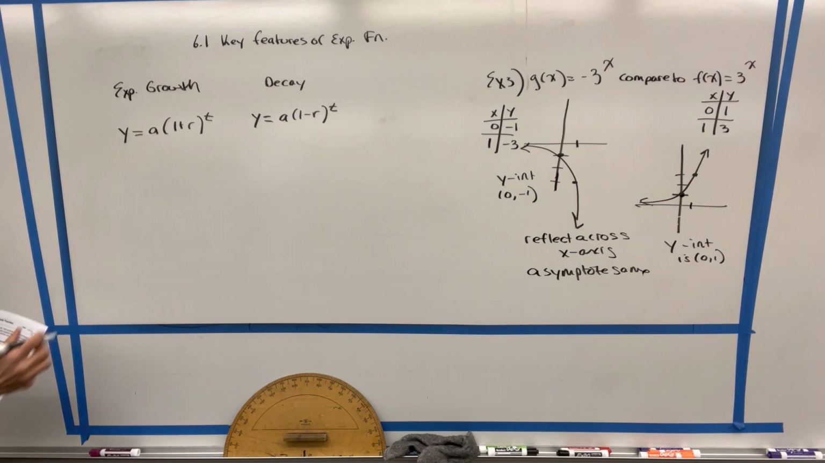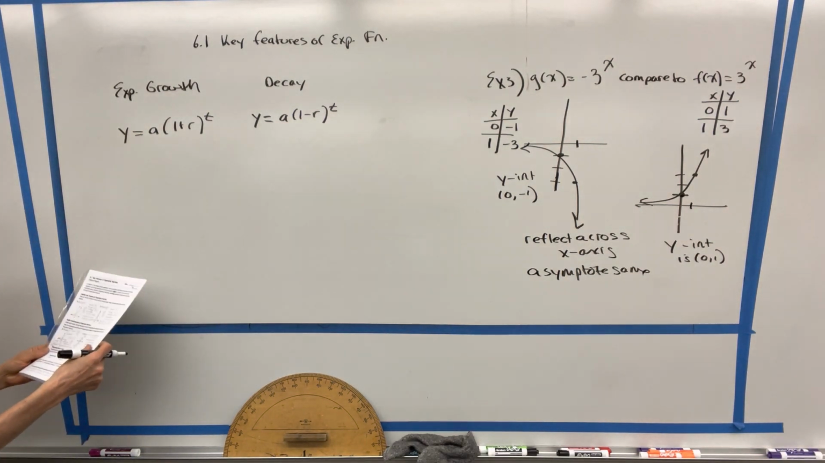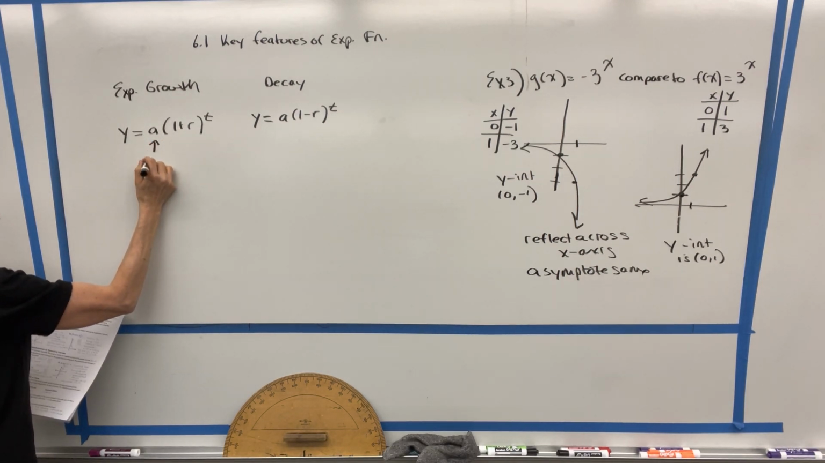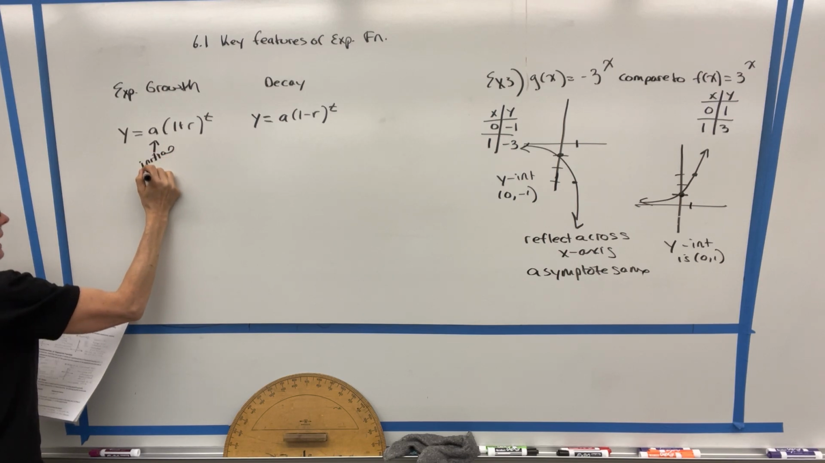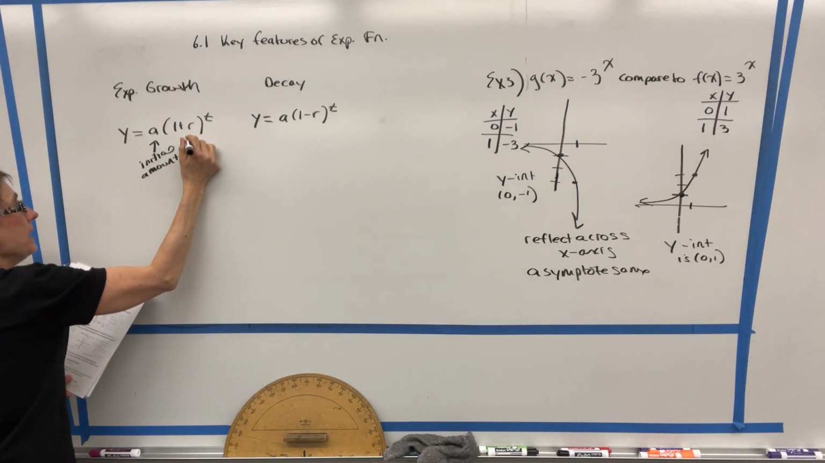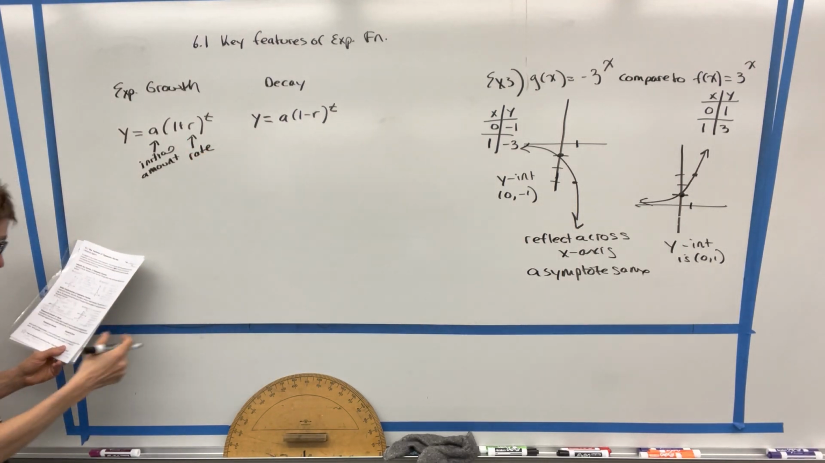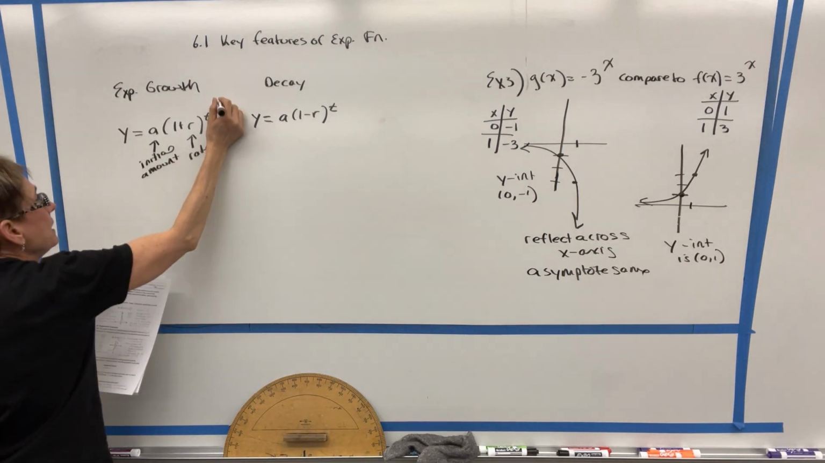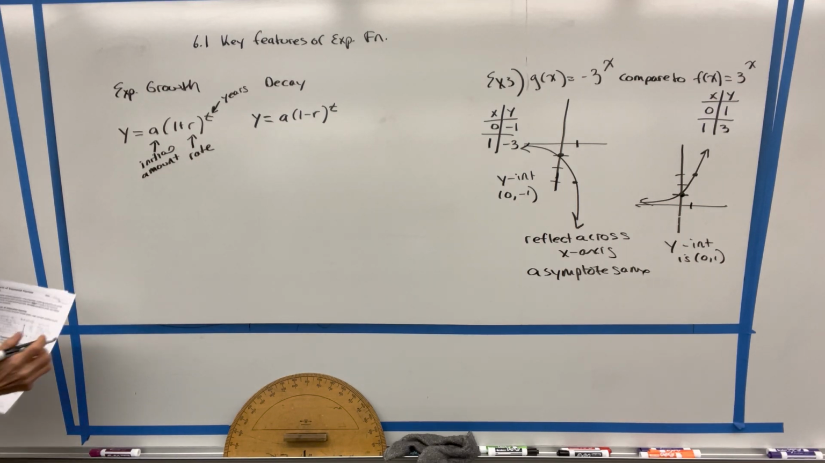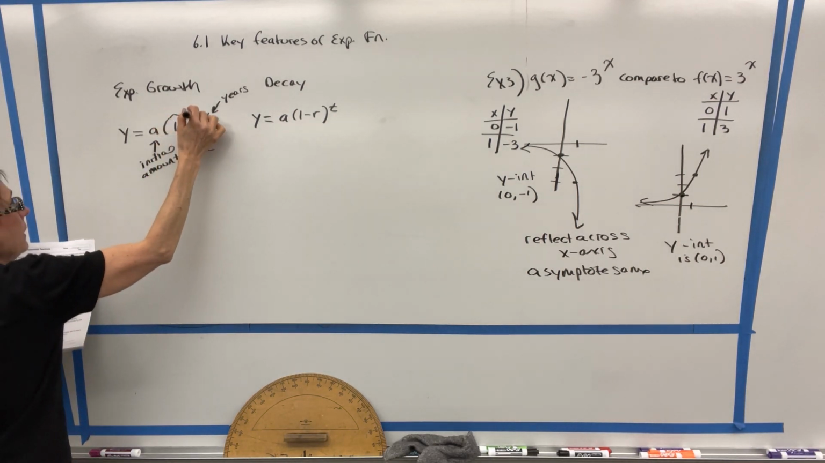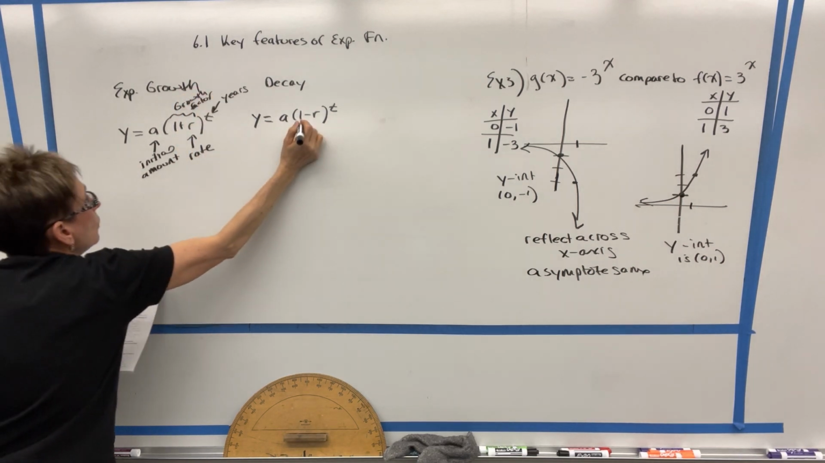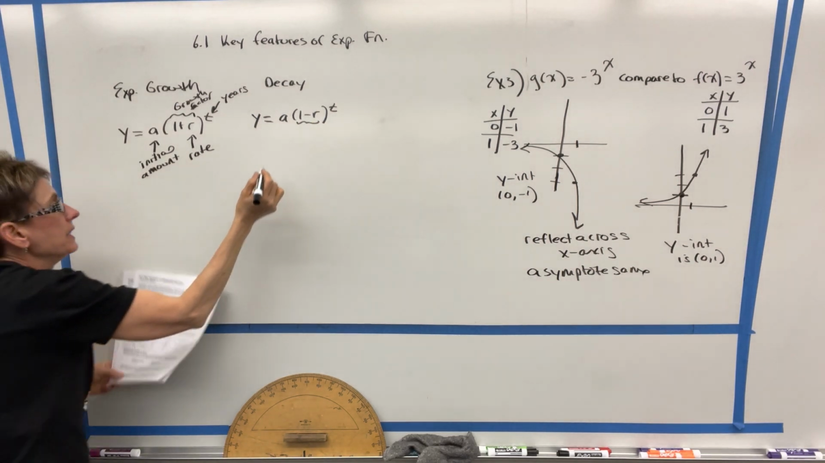With both of these functions, if we're calculating problems using financial matters or whatever, this a represents our initial amount. So it could be, for example, an initial investment. And then the r is the rate of increase or decrease. So it's our rate. And the t is the time in years. Oh, and then 1 plus r is the growth factor, and here 1 minus r would be the decay factor.